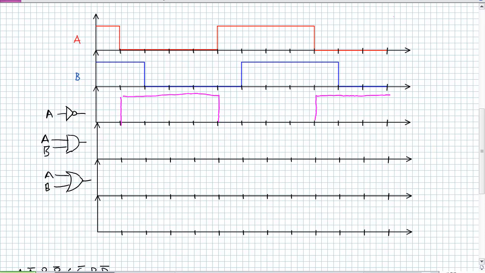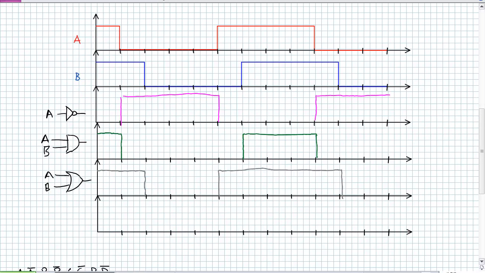The second blank timing diagram, what you're going to do is take A and B. Go ahead and see if you can come up with your estimate of what that would look like, A and B. That's what I get right there. Anytime all inputs are 1, the output is 1. Okay, the third blank timing diagram, it looks like A or B. Let's go ahead and see if you can get your estimate of it. Okay, there you go. Anytime any input is high, the output is high.